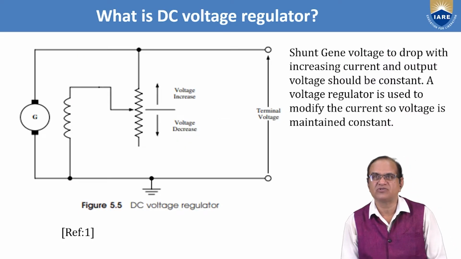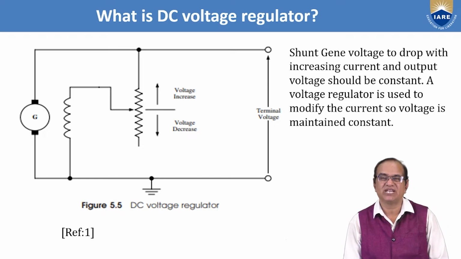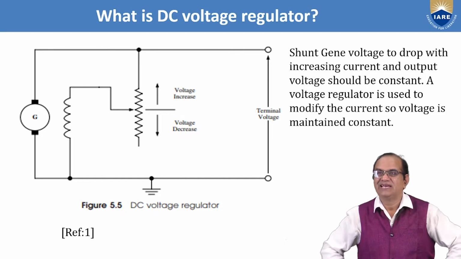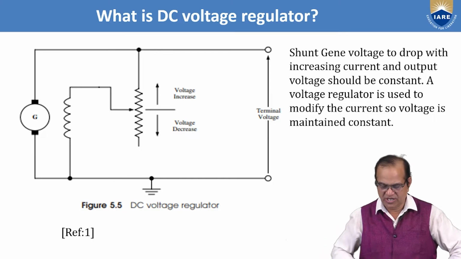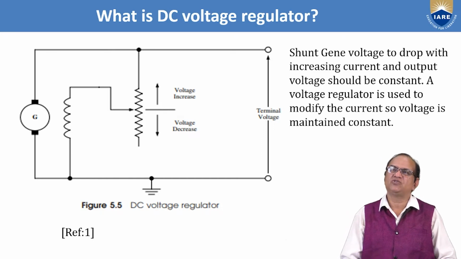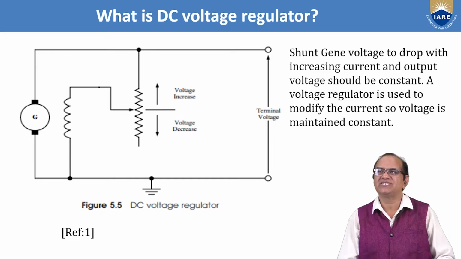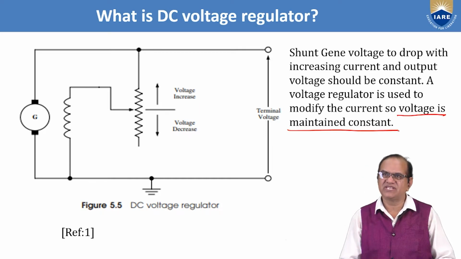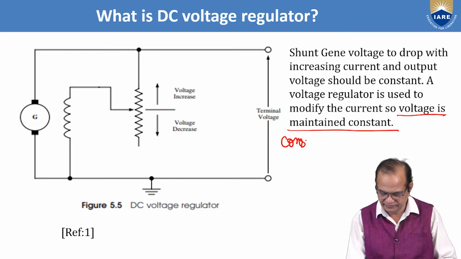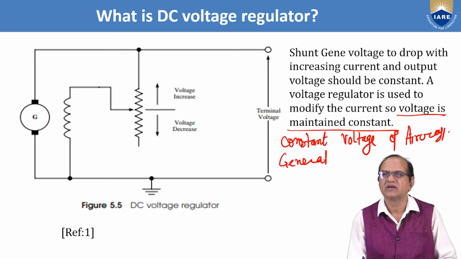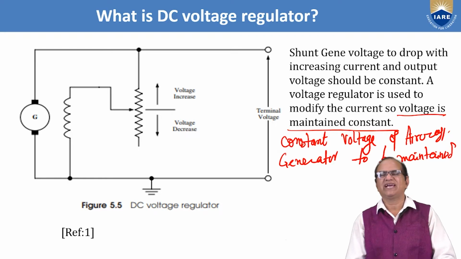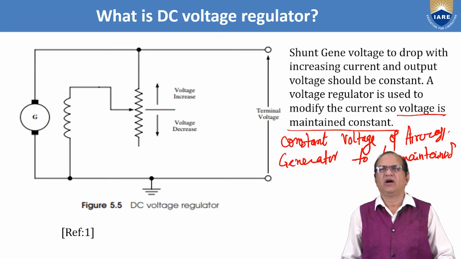Next, we have to discuss the voltage regulator. What is a DC voltage regulator? We know that the shunt generator voltage drops with increasing current, but the output voltage should be constant, because we need a constant voltage. A voltage regulator is used to modify the current so that voltage is maintained constant. So the purpose of this is to maintain a constant voltage. We need a constant voltage on the aircraft for the safety and the proper functioning of the aircraft.